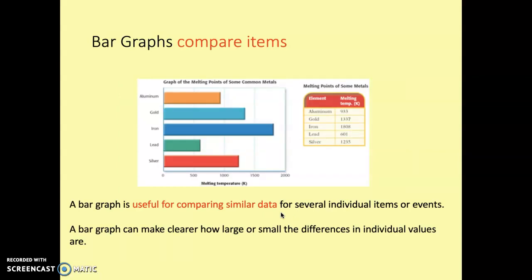So bar graphs compare items. So, you can look at it different ways. These are melting temperatures. On this side, you have the different metals that we have here. It's useful for comparing similar data points for individual items or events. It can be clear how large or small the differences are. So you can say very easily, iron is over double the melting point of lead, and so forth. Okay. What are the melting points over 1,000 Kelvin? It'd be gold, iron, and silver.